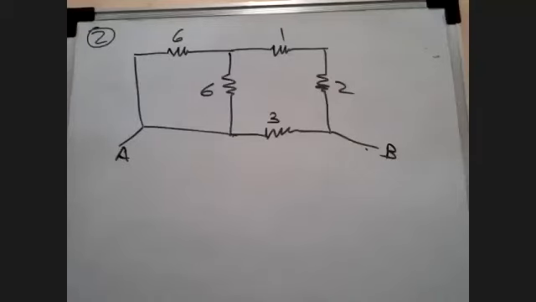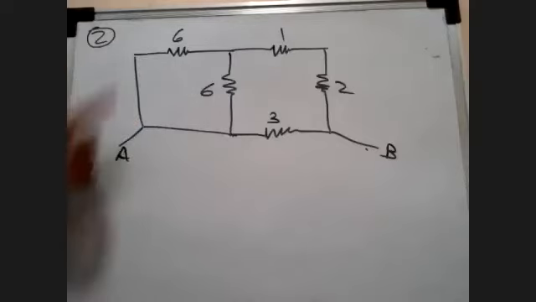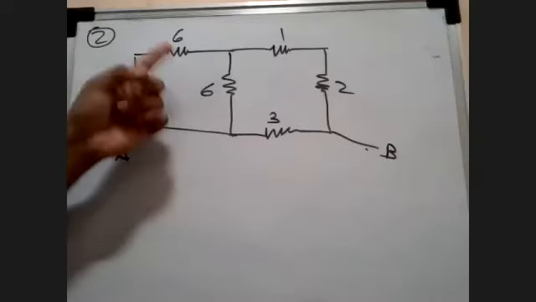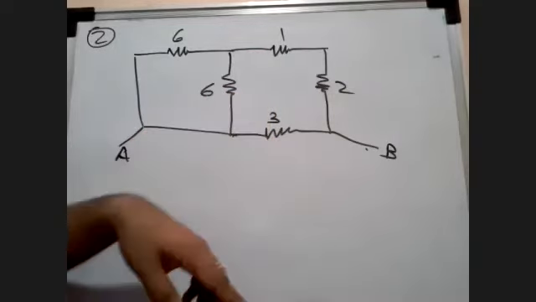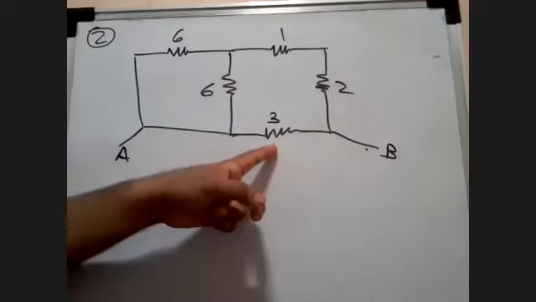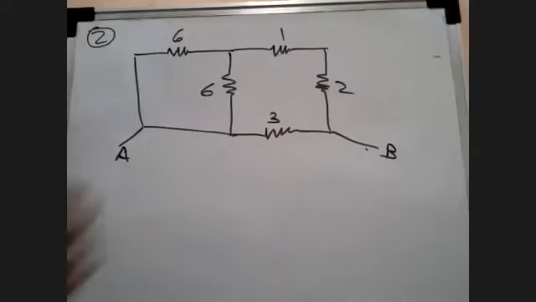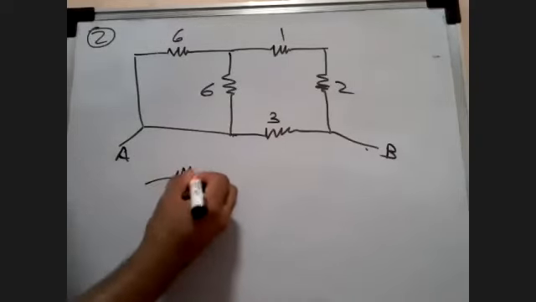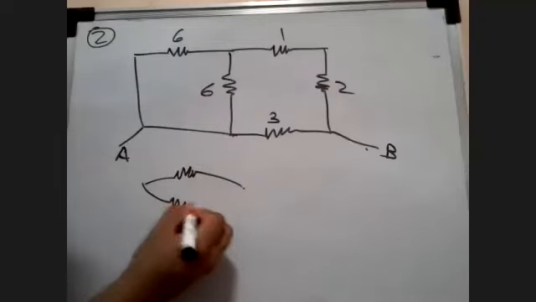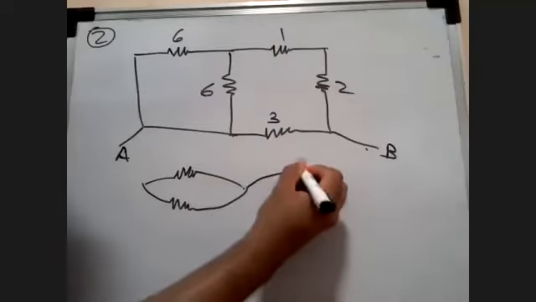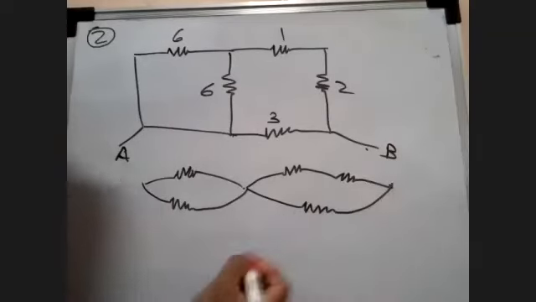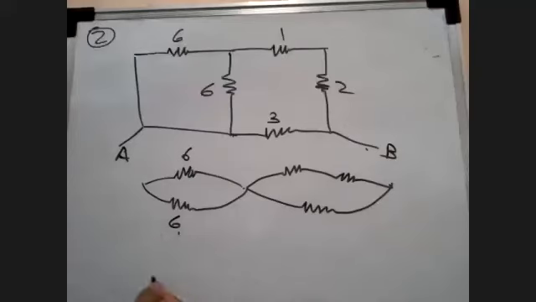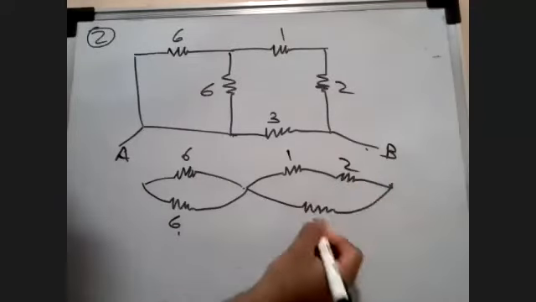Okay, so of course you can redraw this. You can see here 6 and 6 are parallel to each other. 1 and 2 is in series with each other. And the entire thing is parallel again with 3. I can just redraw this like this. This is 6, this is 6. Okay, this is 1, 2, and this is 3.